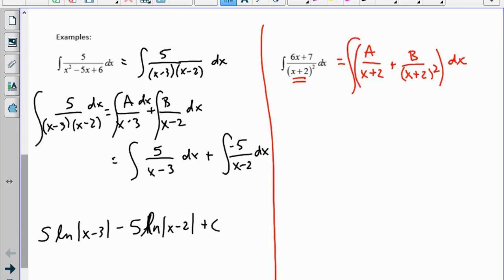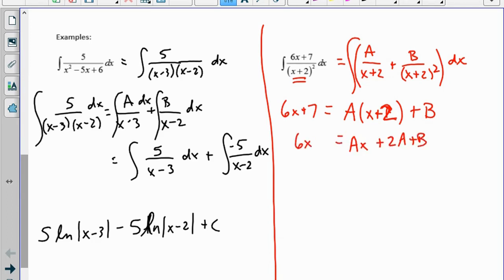it's basically just a matter of multiplying through by the common denominator. So the common denominator is (x + 2) squared. So this is A times (x + 2) plus B, and that equals 6x + 7 after I multiply through by the common denominator. So I get Ax + 2A + B equals 6x + 7.